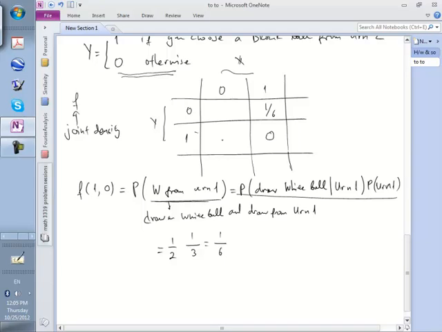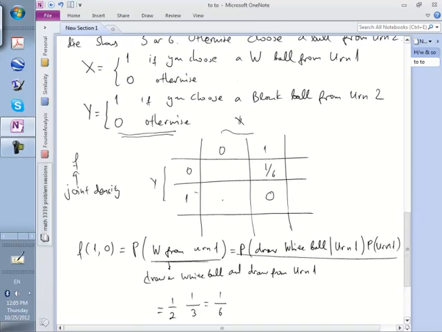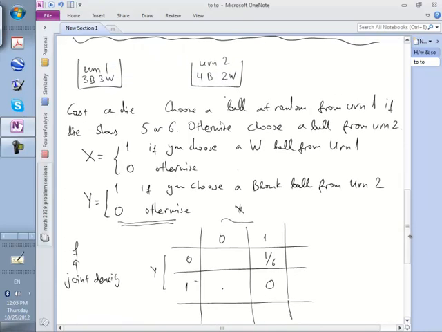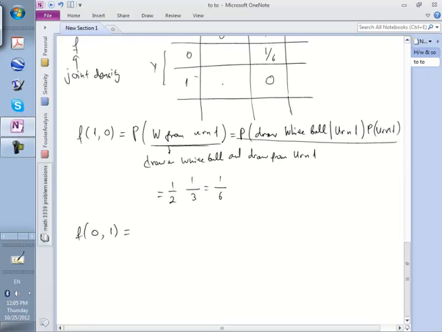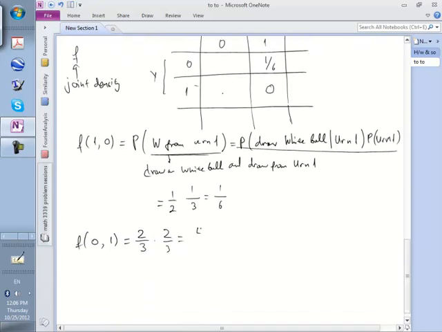So likewise, let's calculate this value here, the joint density that x takes the value 0 and y takes the value 1, which means that you exactly choose a black ball from urn 2. You choose urn 2 and you draw from it a black ball. So again, how many black balls do we have in urn 2? We have 4 out of 6. So that would be 2/3, 4 out of 6, times the probability of choosing urn 2, which is 2/3. So that would be 4/9. So here you would put 4/9.